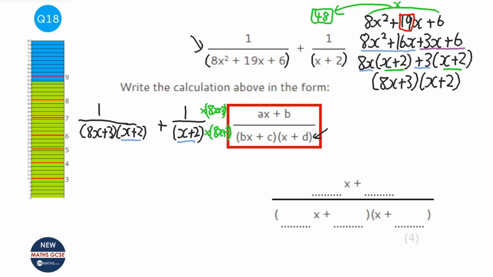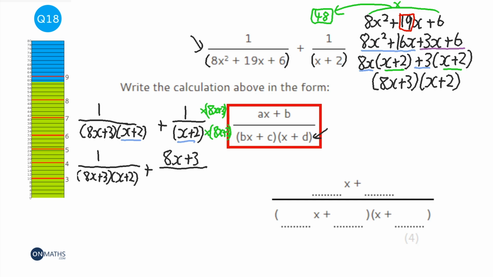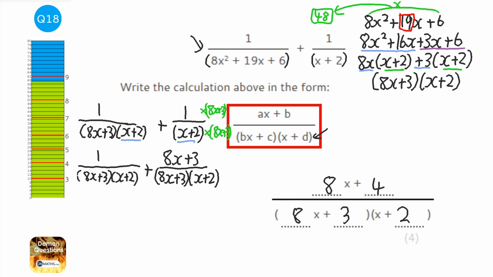Right, so I'll rewrite that just to make sure my working out is really clear. So the top becomes 8x plus 3. And the bottom actually is the same as the other side, which is good because now we can add the tops together. So if we add the 1 to the 8x plus 3, we get 8x plus 4. And then we've got 8x plus 3 and then x plus 2. And that's my answer.